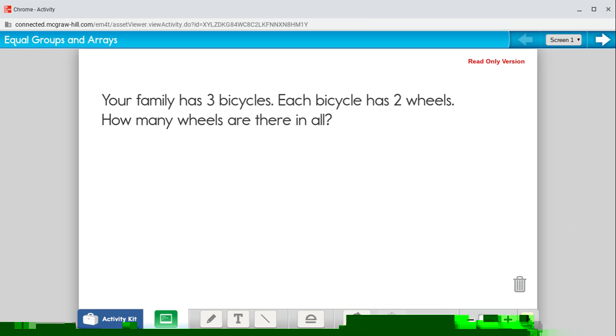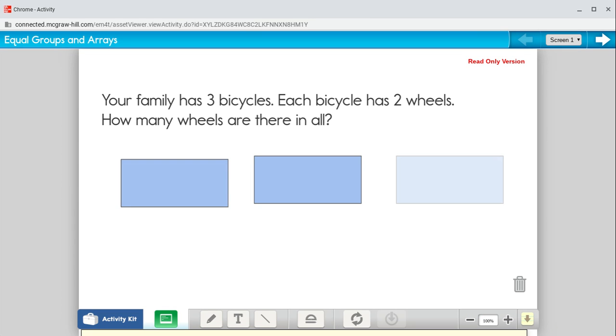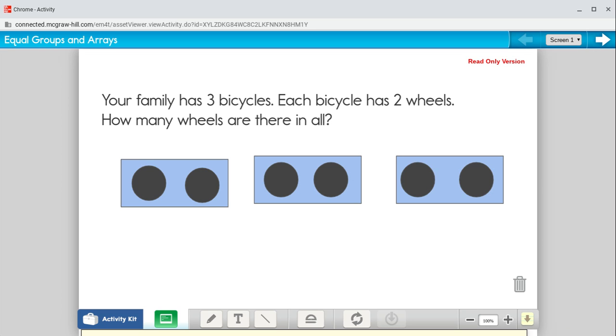Our first number story says your family has 3 bicycles. Each bicycle has 2 wheels. How many wheels are there in all? Okay, so what we want to do is start off, because it's the beginning stages and steps of us learning how to do this, we're going to draw pictures. So your family has 3 bicycles. That's what we want to start with. All right, so we have 1 bicycle, 2 bicycles, 3 bicycles. And each of those bicycles has 2 wheels. So 2 for this one, 2 for this one, and 2 for this one.